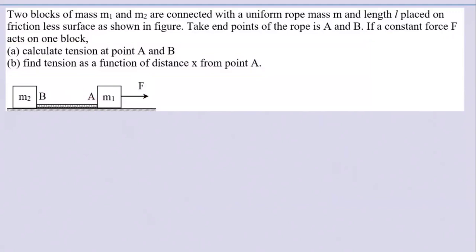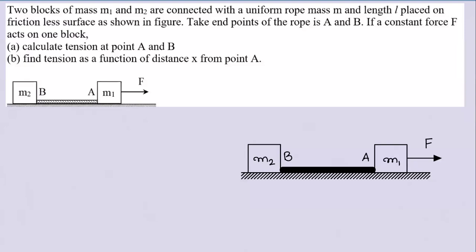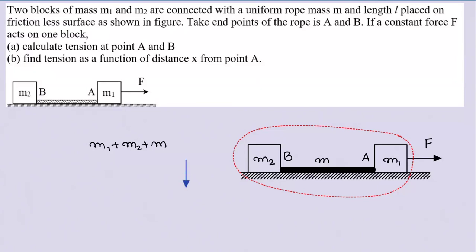This is the question. I'll make the diagram once again. We know that the mass of the rope is m. To deal with it, first let us consider the entire thing as a single system. The mass of the total system will be m1 plus m2 plus m. This is the total mass, and on this, the force applied is F. Let us take the total mass as capital M.